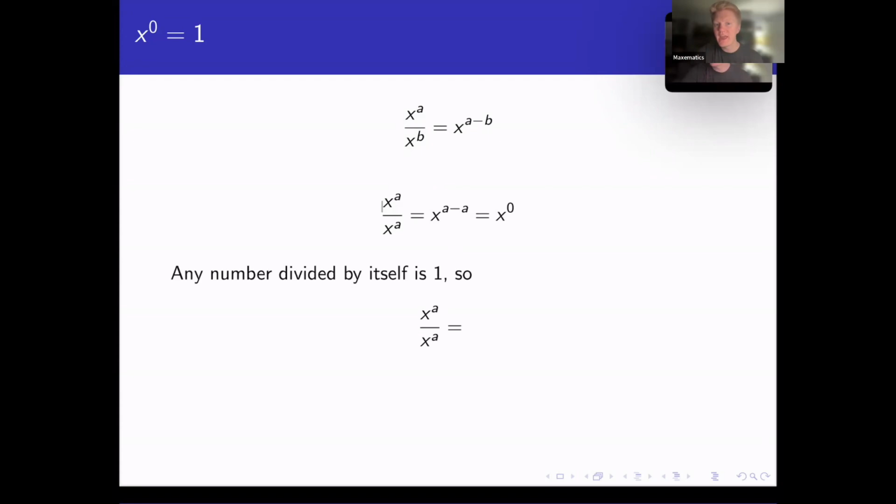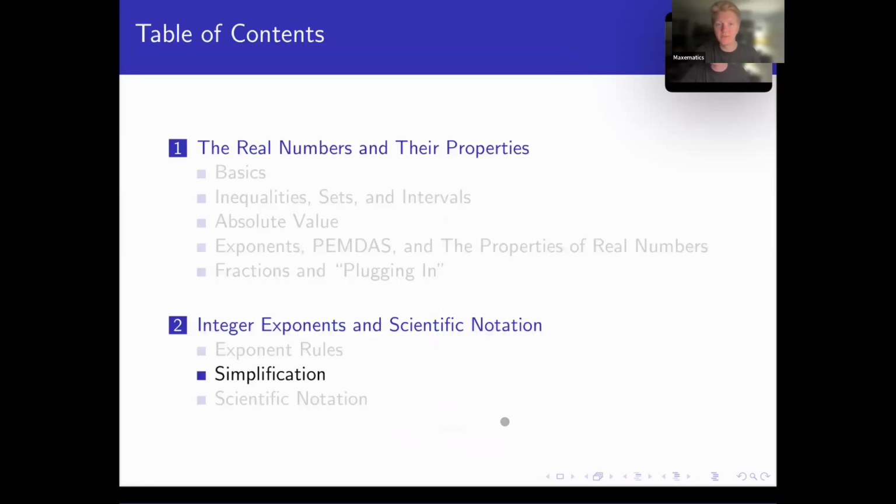But also, any number divided by itself is 1. So x to the a over x to the a equals x to the 0, right? x to the a over x to the a equals x to the 0, but x to the a over x to the a also equals 1. So a little bit of proof as to why x to the 0 equals 1.